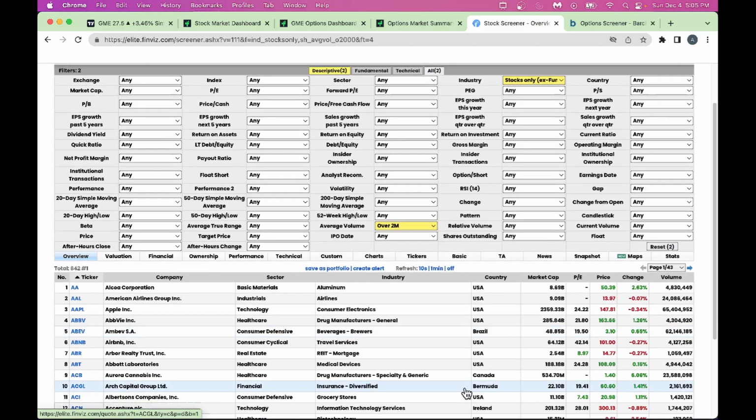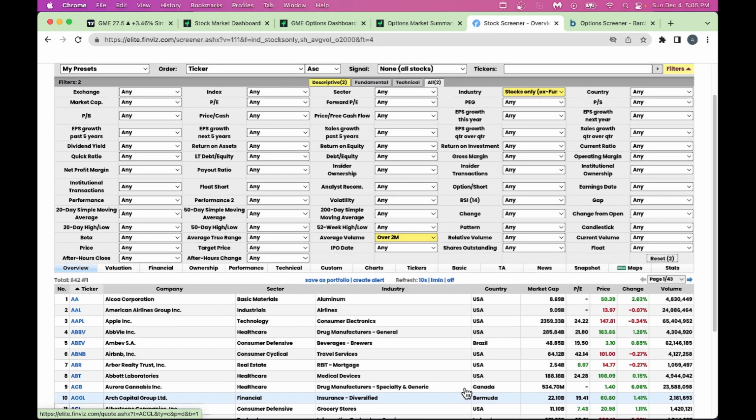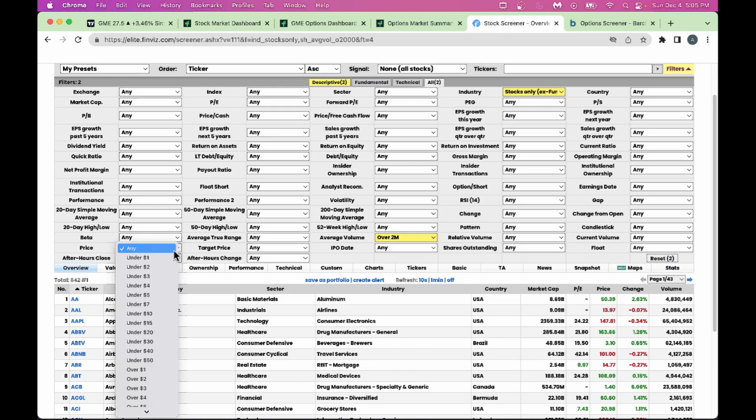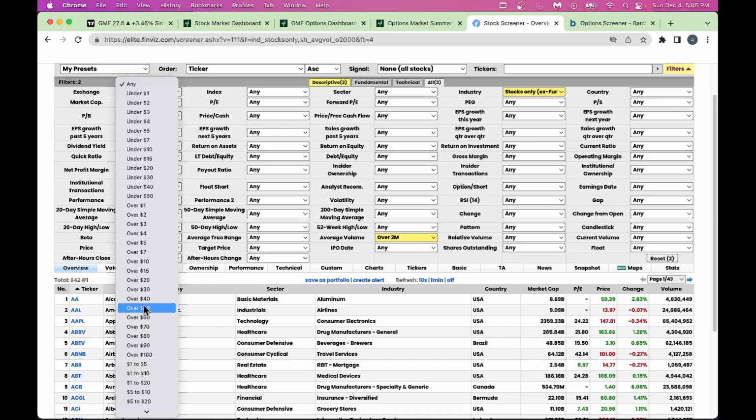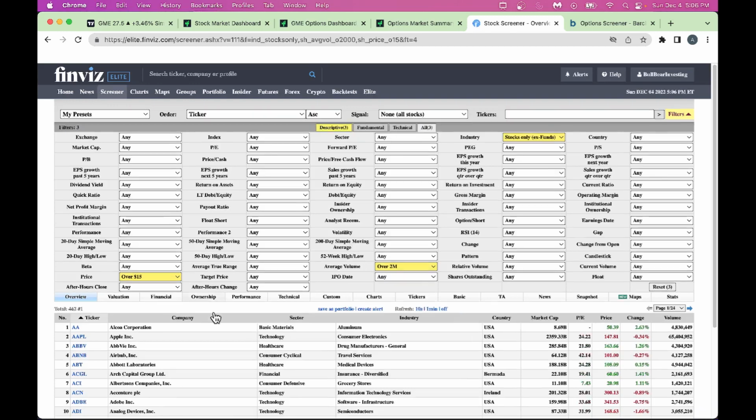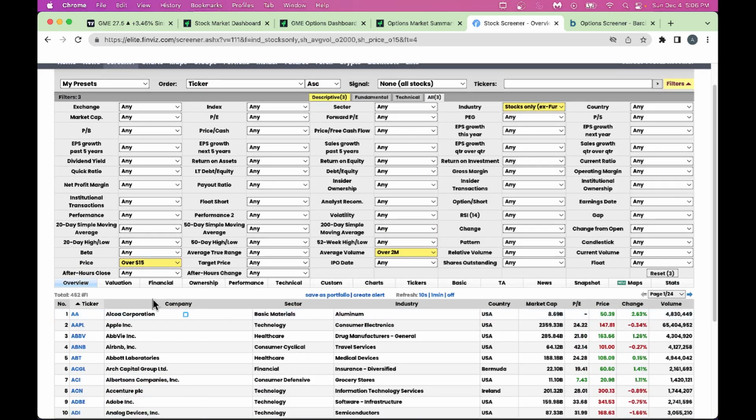And for options traders, I say stay away from single-digit stock prices. Go at least $15 and up if you're trading options, so that way you get into some good stocks. For this example, I say over $15 here. You could also get by saying over $10, but let's stick to over $15, so we don't trade very low-priced stocks. All right, so over $15 here, and now we are down to 462 stocks. Still too much for anybody to comprehend.